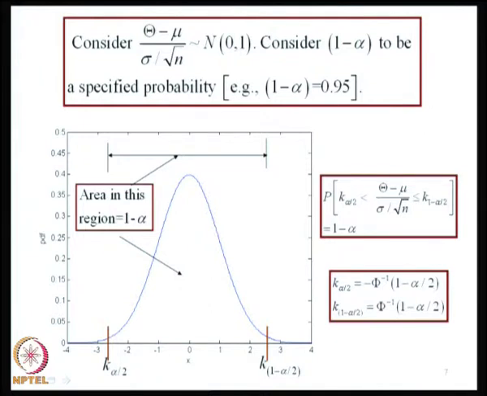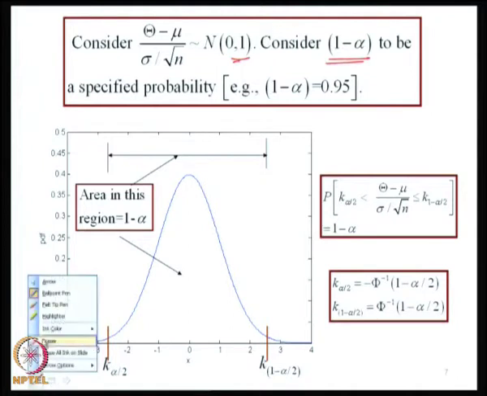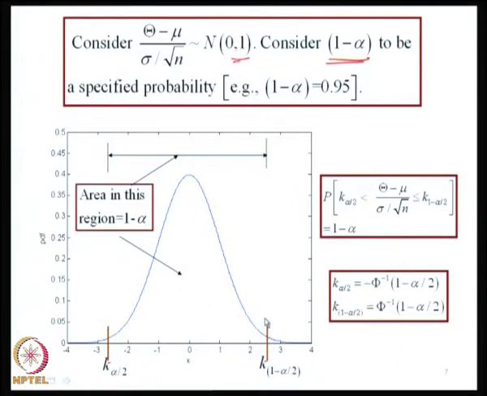Now, we have just showed that the random variable theta minus mu divided by sigma divided by square root n is normal with 0 mean and unit standard deviation. Let us consider a probability level 1 minus alpha associated with this random variable. For example, 1 minus alpha could be 0.95, that means alpha is 0.05. Now, if you draw the probability density function of the random variable as shown here, we define 2 points such that the area between these 2 points is equal to 1 minus alpha.